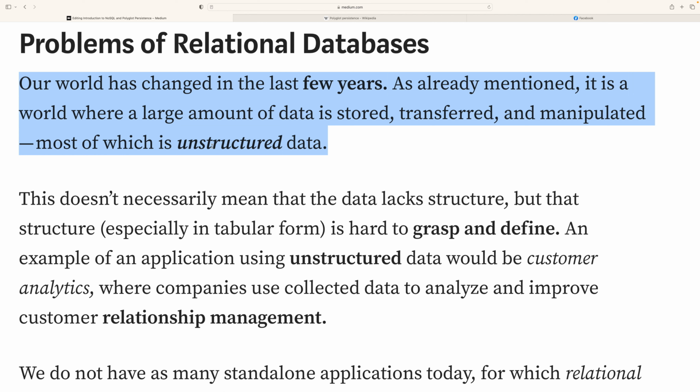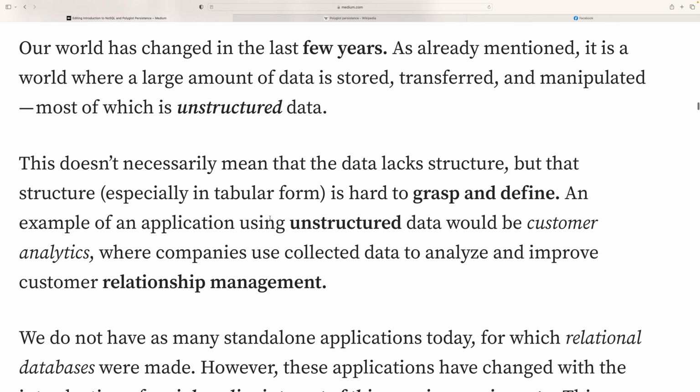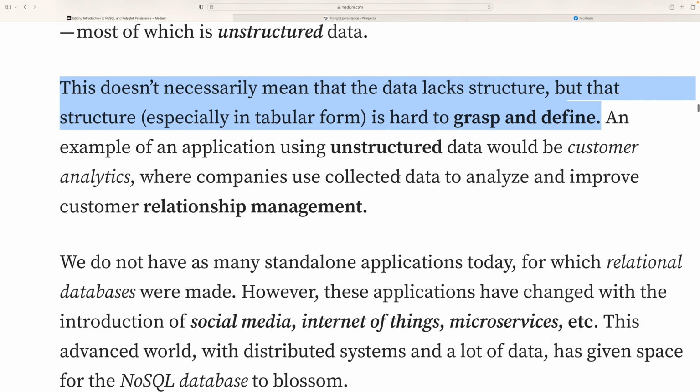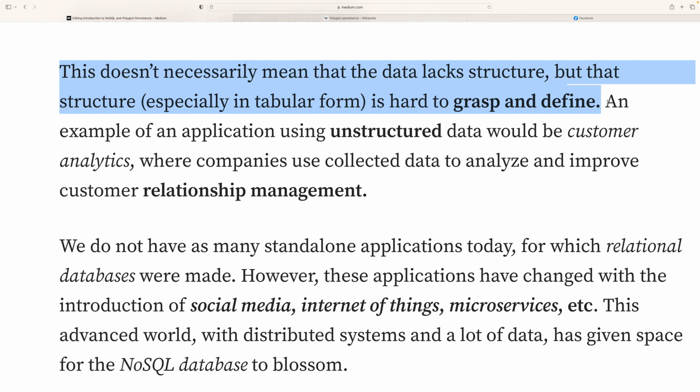This does not necessarily mean that the data lacks structure, but that the structure, especially in tabular format, is hard to grasp and define. What I mean is that this data is very difficult to convert into tabular format. For example, an application using unstructured data would be customer analytics, where companies collect data to analyze it to improve customer relationship management.